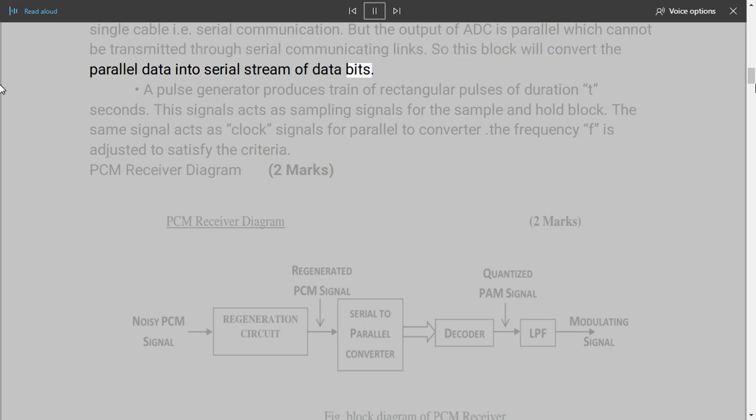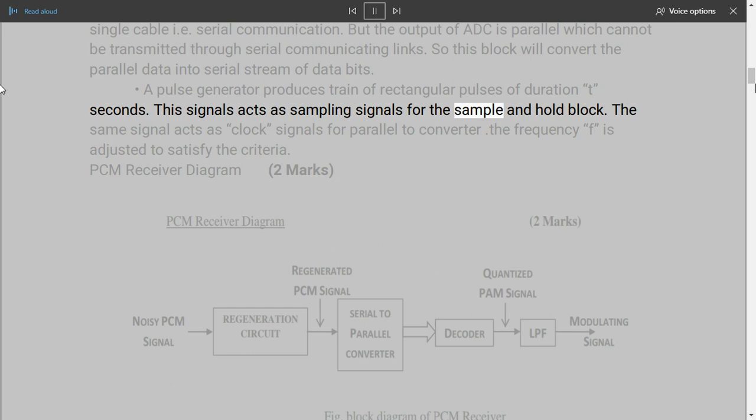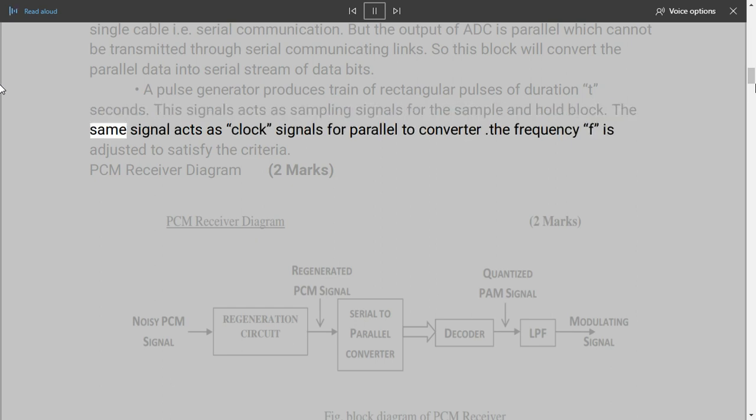A pulse generator produces a train of rectangular pulses of duration t seconds. This signal acts as the sampling signal for the sample and hold block. The same signal acts as the clock signal for the parallel to serial converter. The frequency fs is adjusted to satisfy the sampling criteria. PCM receiver diagram, 2 marks.